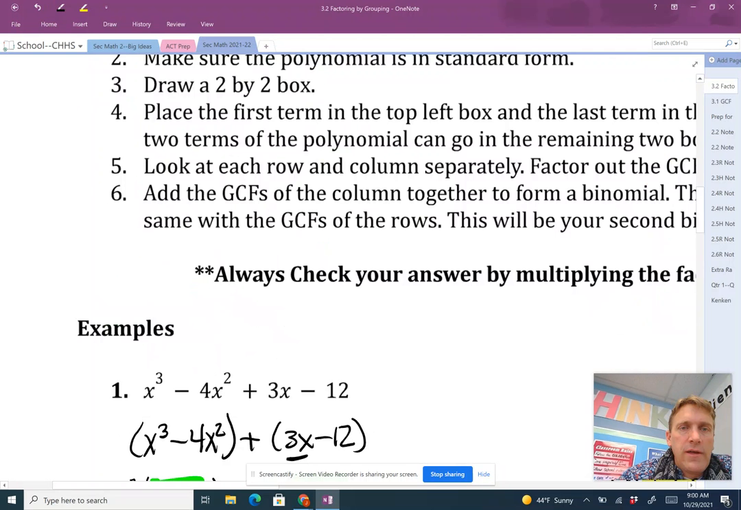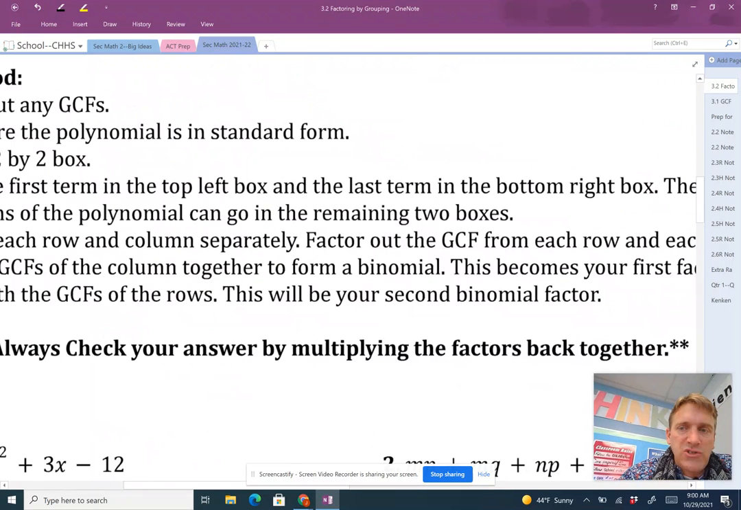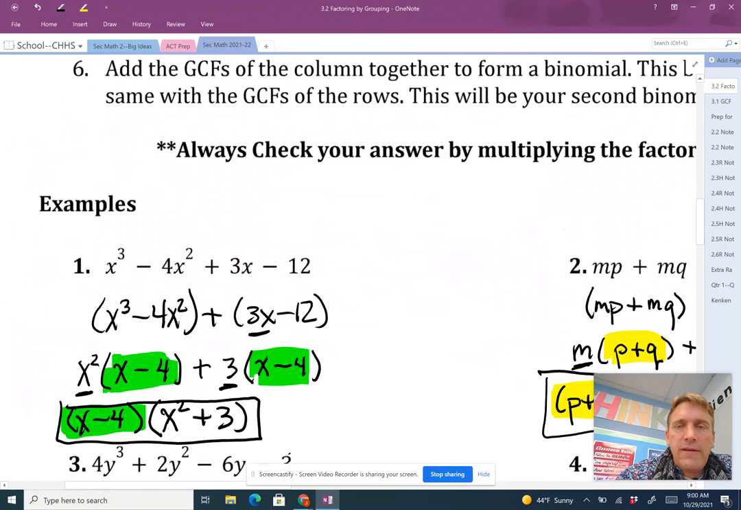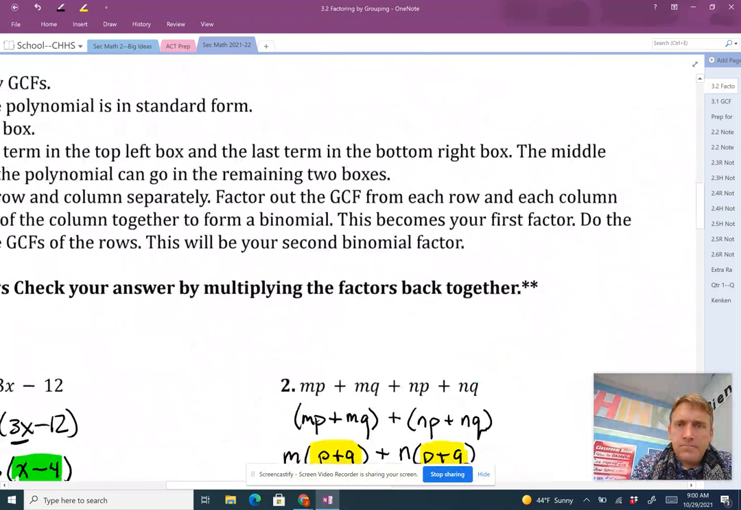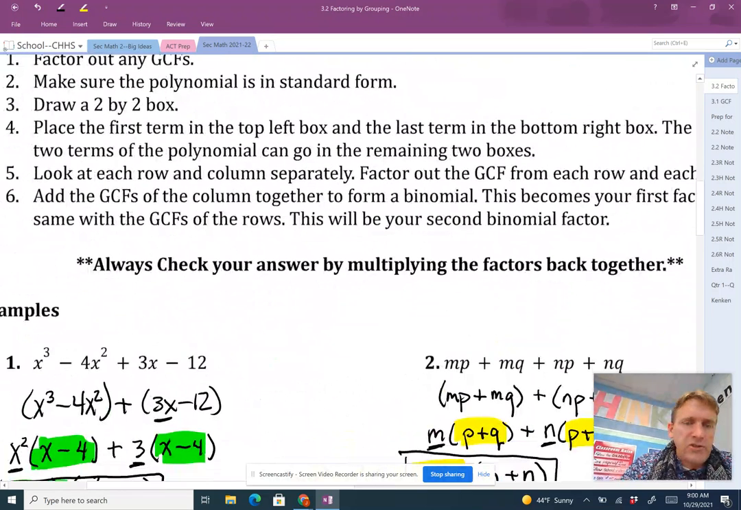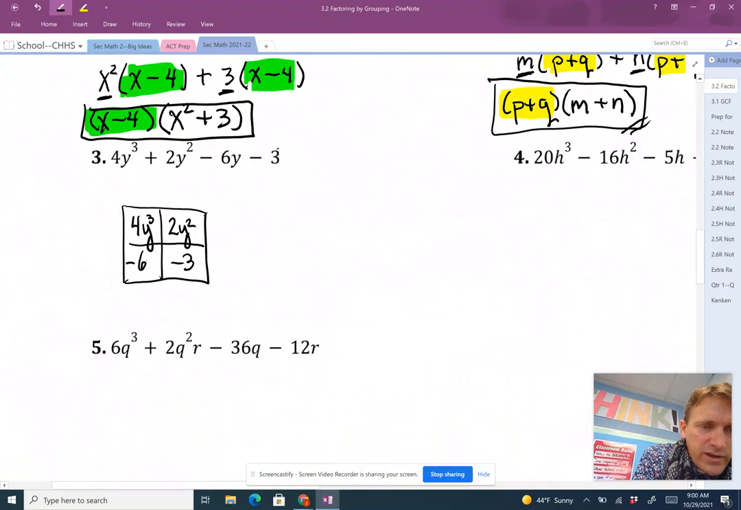And that's this step here where it says place the first term in the top left box and the last term in the bottom right box. The last term, minus 3, goes down here in the bottom right box. And the middle two terms of the polynomial can go in the remaining two boxes. So I'm sorry, I got a little ahead of myself, but minus 6y goes in the remaining two boxes.